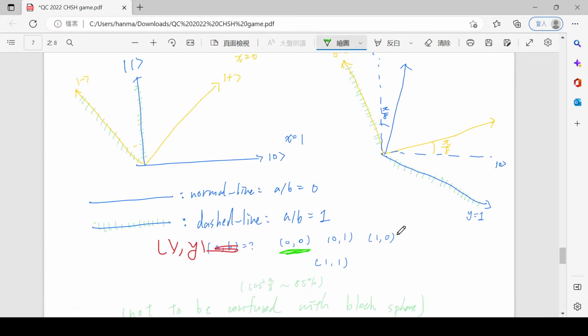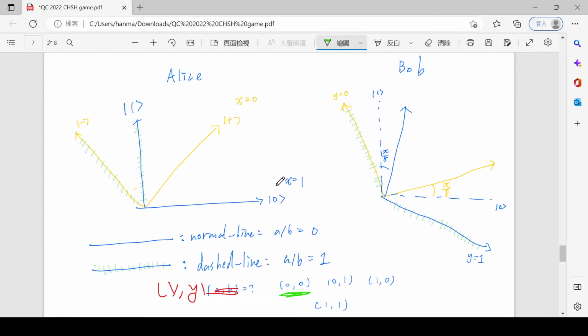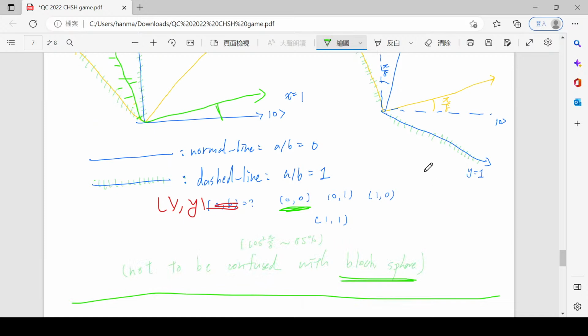And about 1, 0. Okay, so Alice has this blue thing, and Bob's 0 is this thing. Yeah, so Alice is doing this, and Bob is doing this, and once again you see that they are really close. So you have pi over 8 here and pi over 8 here. And finally, the magical 1, 1.